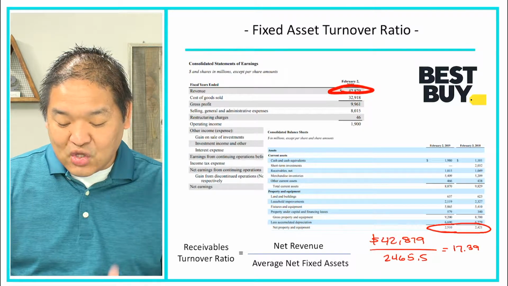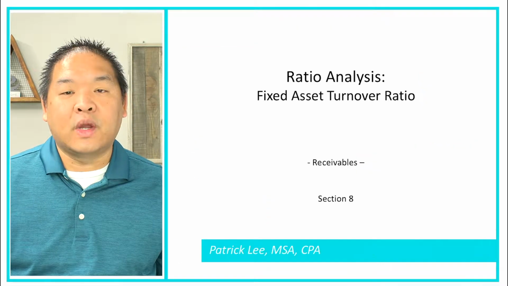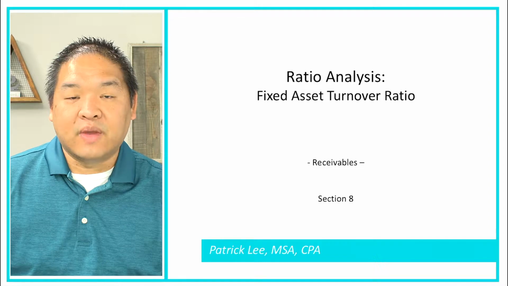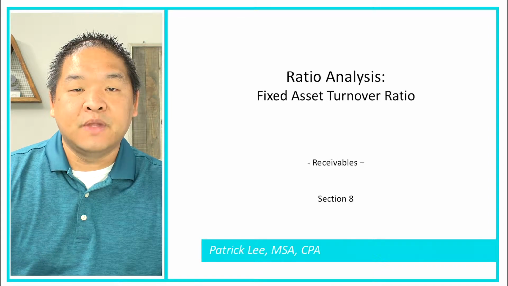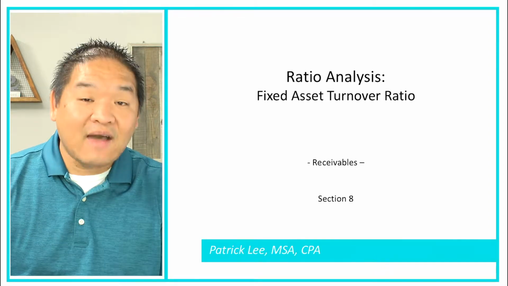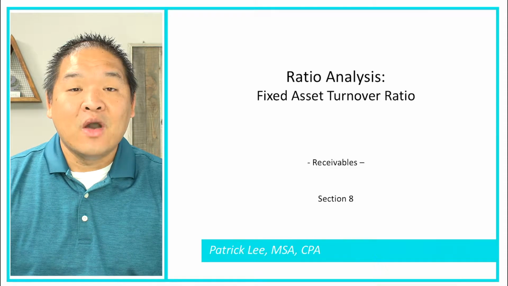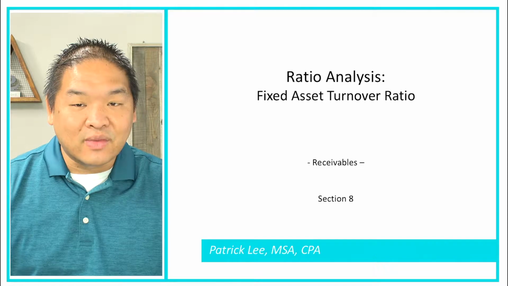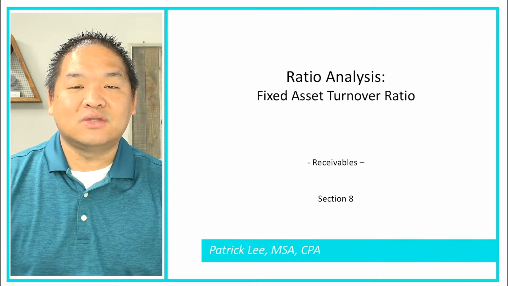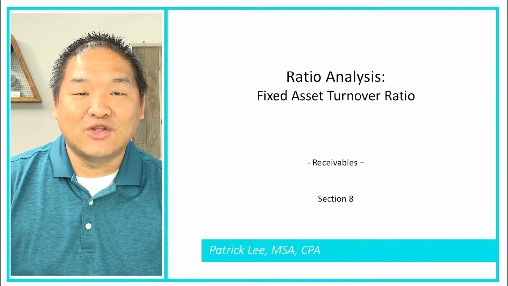So that is a look at the fixed asset turnover ratio, a very easy ratio to calculate. All we need to do is take our net sales and divide it by the average net fixed asset numbers for the year. So hope you enjoyed this section, and we'll see you in the new section later on. All right, see you later.